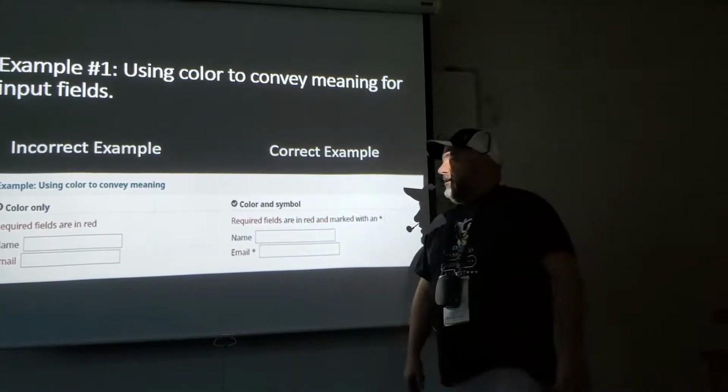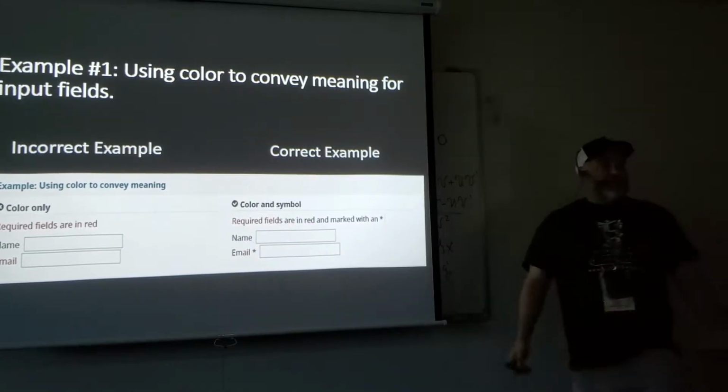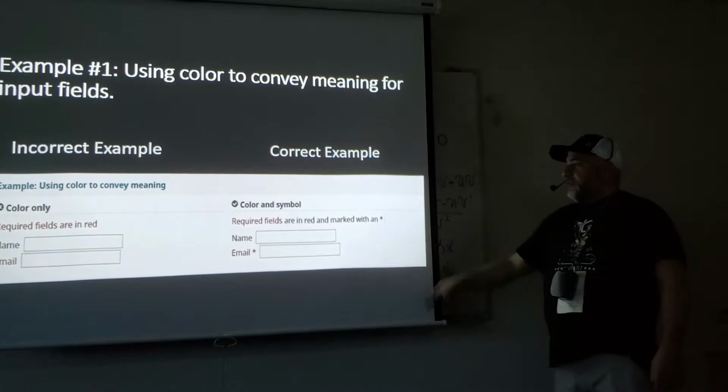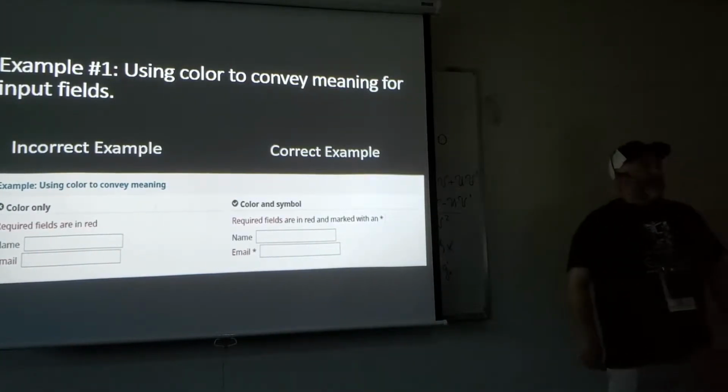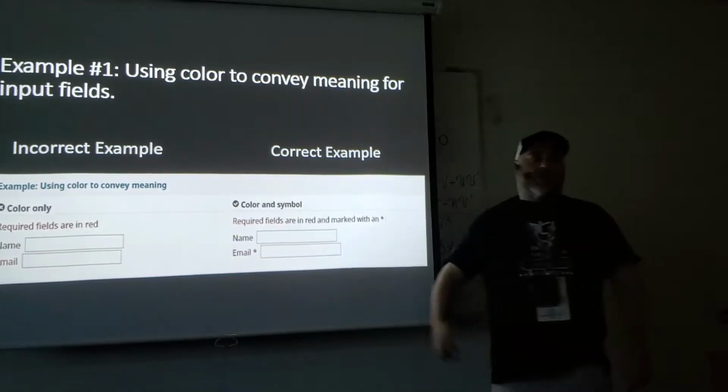Required fields are in red, name and email. Does that tell you which one is required? No. That doesn't tell you anything. So what you want to do is come over here and say required fields are in red and marked with an asterisk. Name, email, asterisk. Now if your eyes are closed, you know your email is your required field.